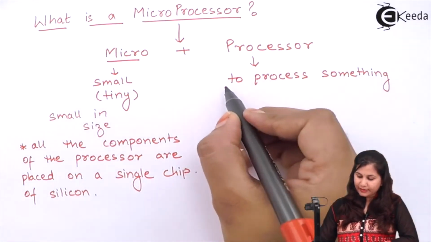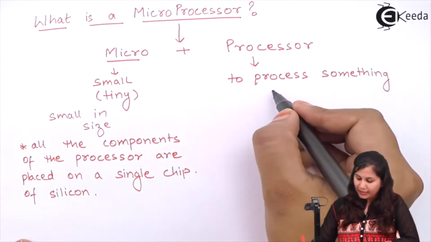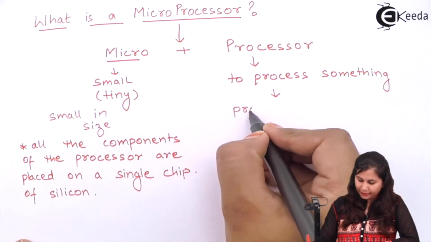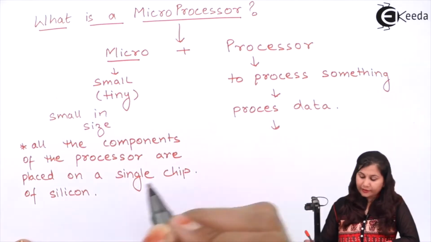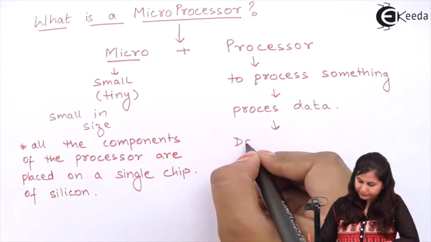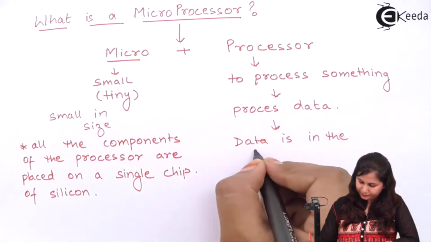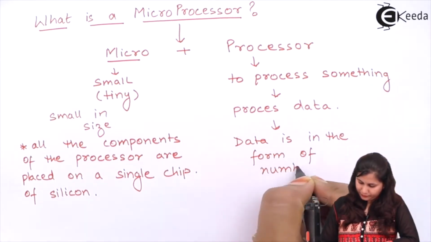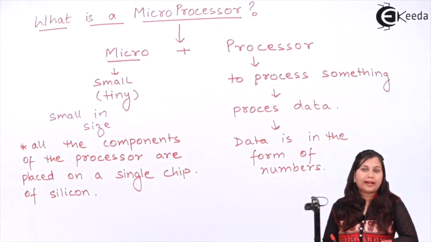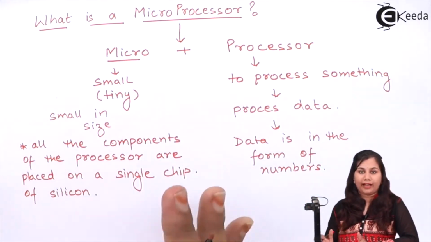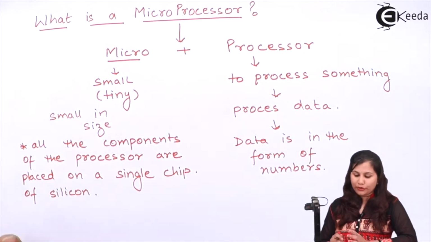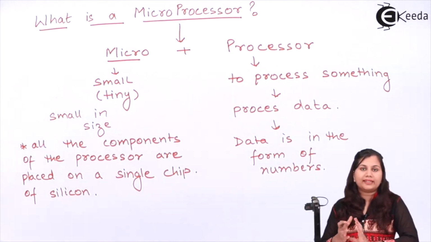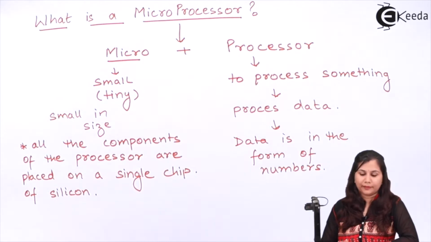Now a processor is processing something, and here it processes data, and data is in the form of numbers. So we can say that a microprocessor is a device which is very small in size and is processing data which is in the form of numbers. So this is the simplified or basic definition of a microprocessor.